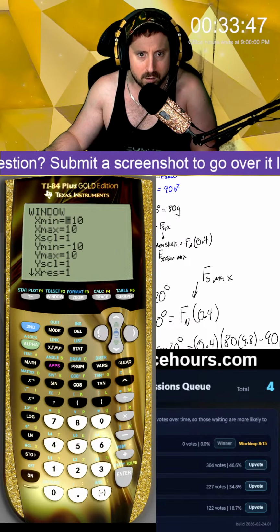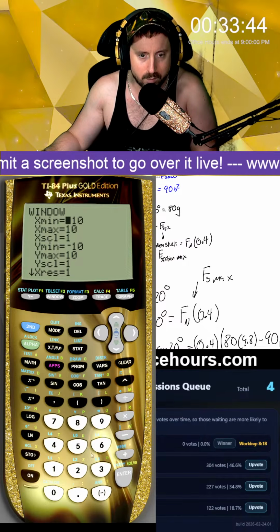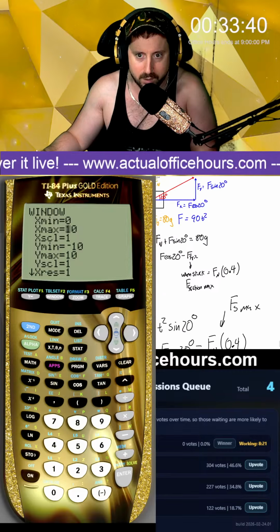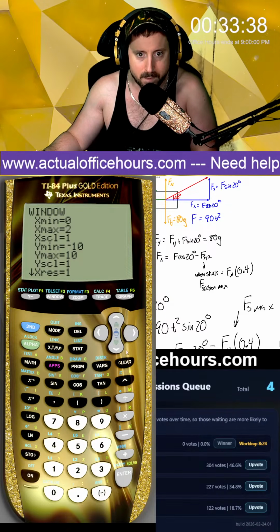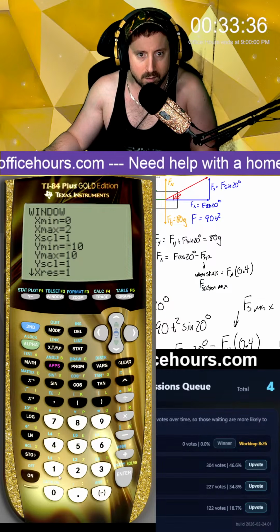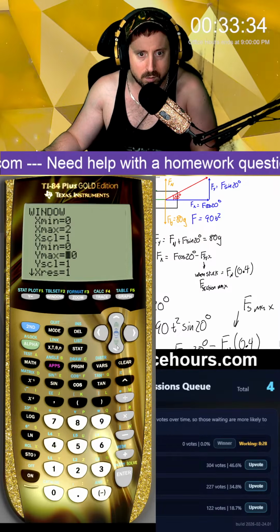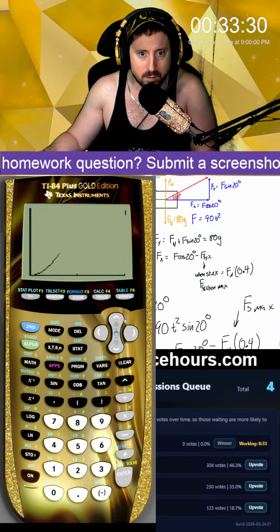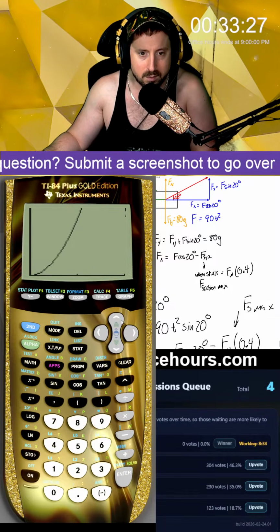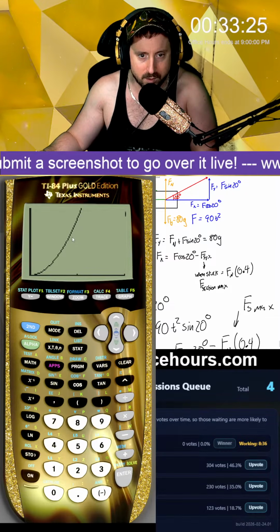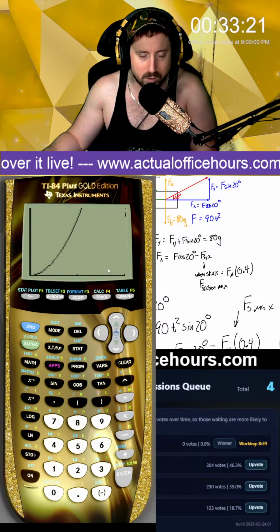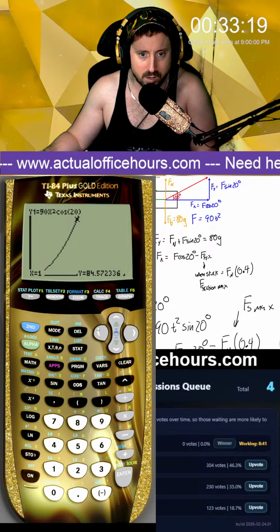So first of all, we only deal with positive time. The maximum time we're ever going to look at is 2 seconds, right? And then here we can make y max like 100. There we go. So that's the force, the t squared thing. And then this should cross at some point. Oh, it doesn't, though.